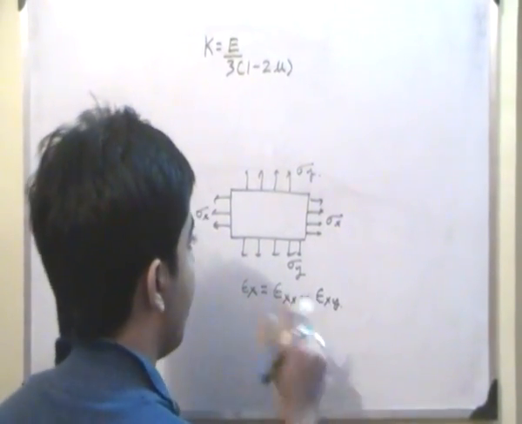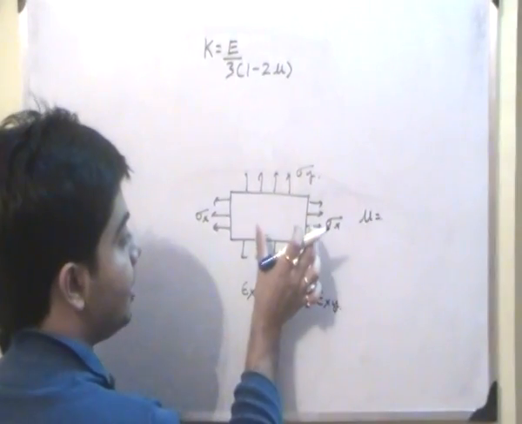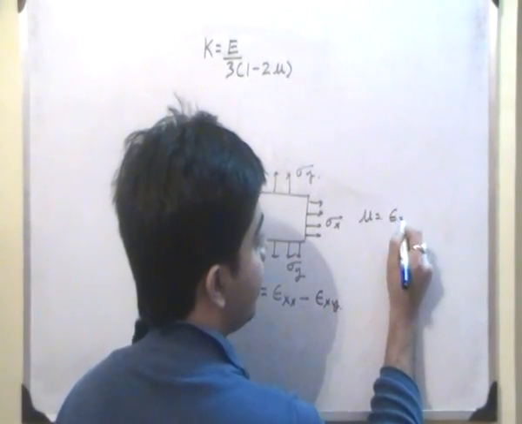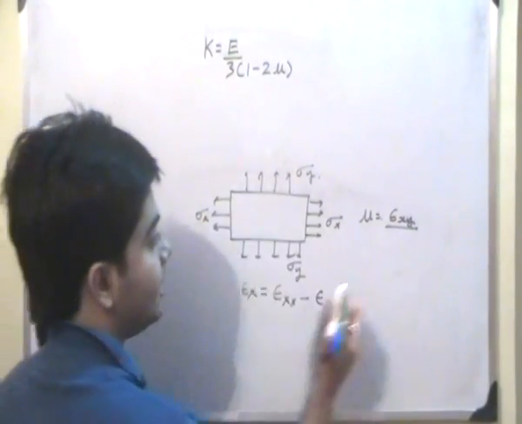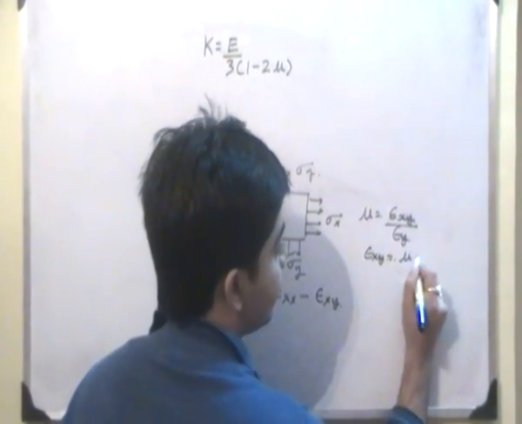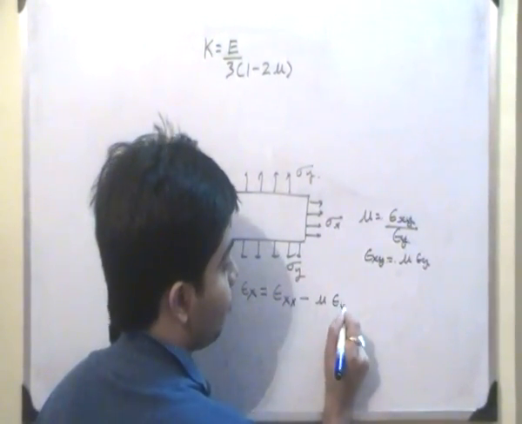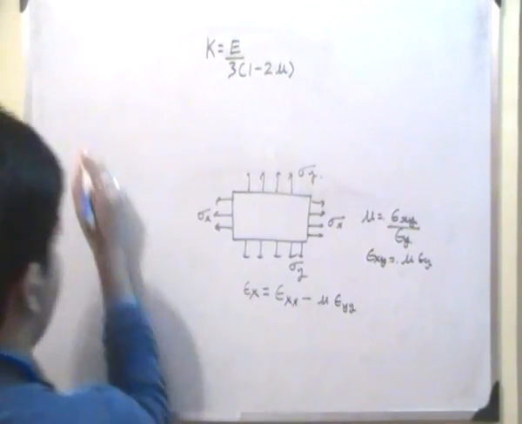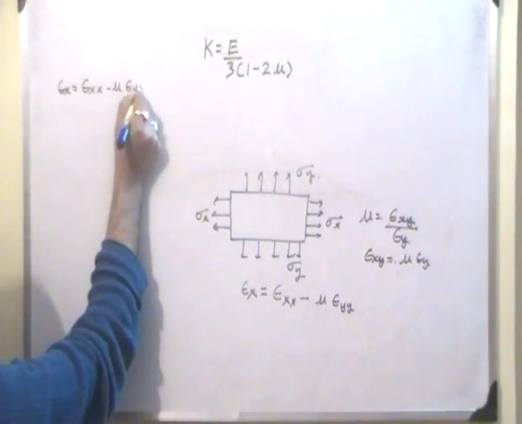So this negative sign. Now mu, as we know, is equal to the change in lateral dimension, that is in this dimension, given as epsilon xy, divided by the change in the direction in which the force is originally acting, that is epsilon y. So epsilon xy is nothing but mu epsilon y. So I can replace this epsilon xy with mu epsilon yy. Essentially this is one relation that I need to take care of. So I will write it here: epsilon xx minus mu epsilon yy.